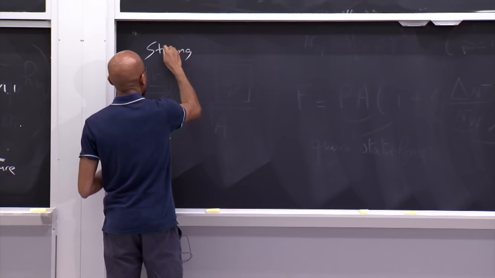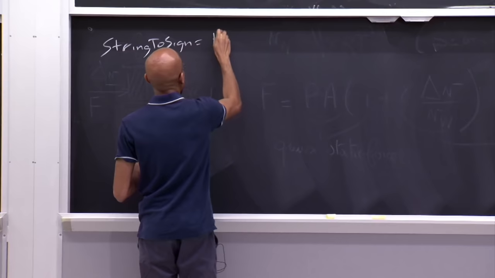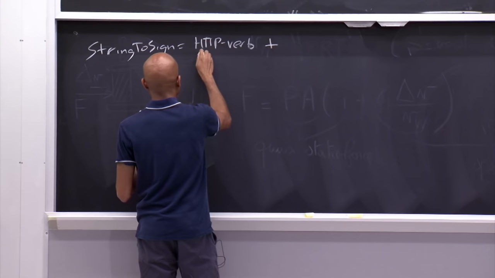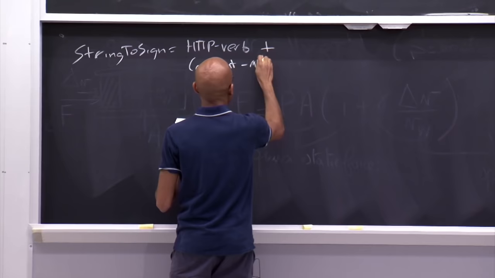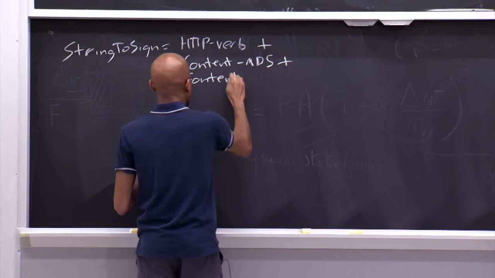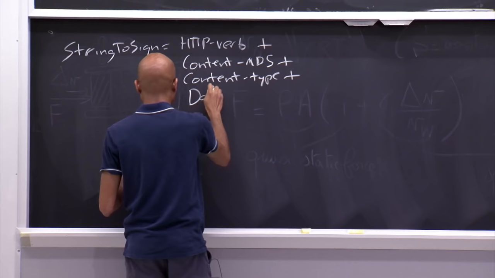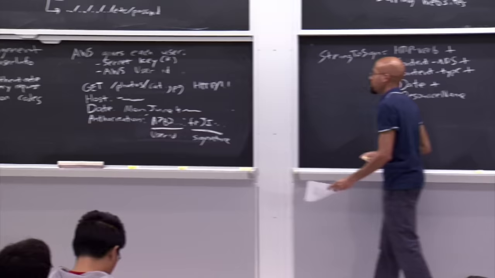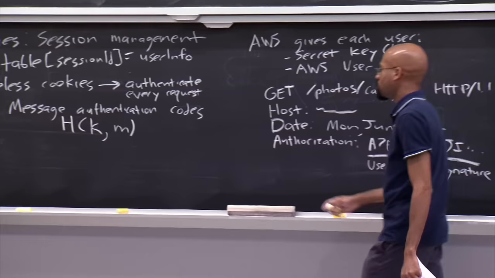looks something like this. So you put the HTTP verb in there. In this case, that verb is GET. And then you put the MD5 checksum of the message content. And then you also put the content type, so it's HTML or image or whatever. You put in the date. And then the resource name, which is essentially the path that you see over here. So in other words, this string here is the message that you pass into the HMAC over here.